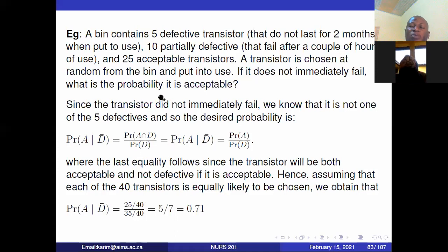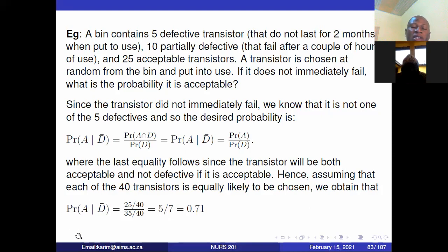Now, what is the number of transistors that are not defective? The first one: the 5 transistors are defective, so we take the 5 away from the rest of the transistors. We are left with 35 transistors that are not defective. So the probability that a transistor is not defective is 35 divided by 40. The 40s cancel, and then we simplify our probability.